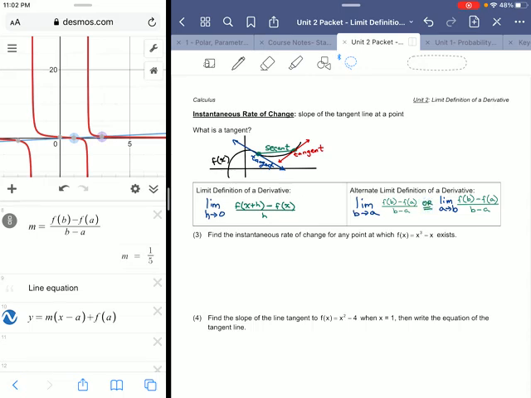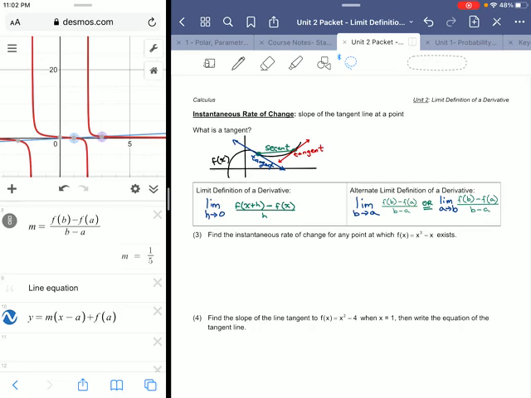Number 3, it says find the instantaneous rate of change for any point at which f of x equals x cubed minus x exists. Well, this is a polynomial function. Polynomial functions are everywhere continuous, so it's going to exist everywhere. So if I could find an instantaneous rate of change for any point along this function, that would be great. That's the objective. But it's going to take a little doing.